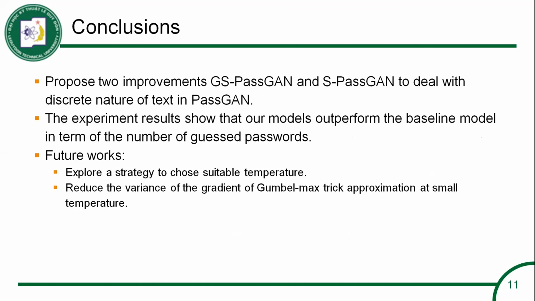In conclusion, in this work we propose two improvements, GS-PassGAN and S-PassGAN, to deal with the discrete nature of text in PassGAN. And in the experiment you saw before, our models outperform the baseline model. In future work, we will focus on exploring strategies, a suitable temperature, and reducing the variance of the gradient of the Gumbel-max trick approximation. So thank you very much for listening.